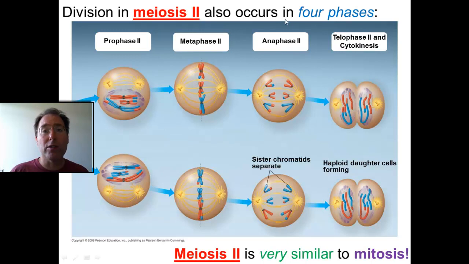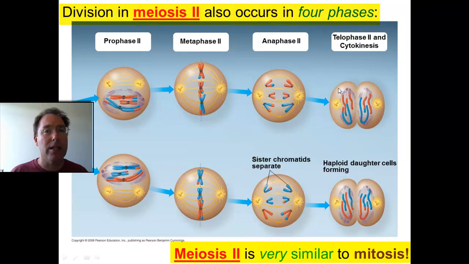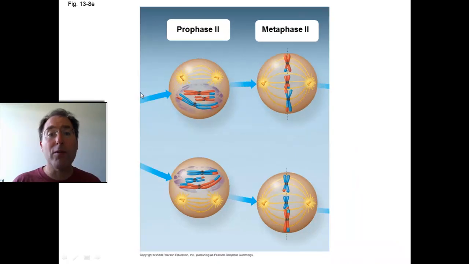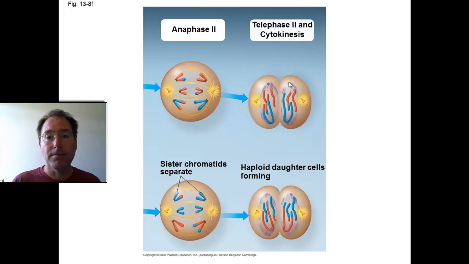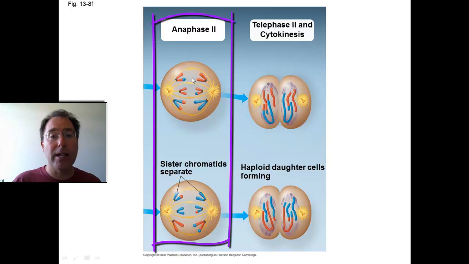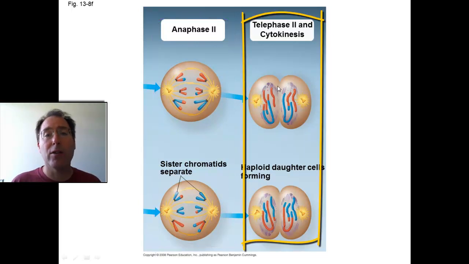Here's meiosis 2. It occurs in 4 phases, very similar to mitosis. In fact, some would argue that it's almost a mirror image of mitosis. You've got prophase 2, metaphase 2, where the chromosomes are coming together. The nuclear envelope is disintegrating. The chromosomes are coming together on the metaphase plate. If you notice here, the mitotic spindles are grabbing onto the kinetochores, and they're going to split the sister chromatids, one in each direction. On anaphase 2, you can see that splitting occurring, and then in telophase 2 and cytokinesis, just pretty similar to mitosis.